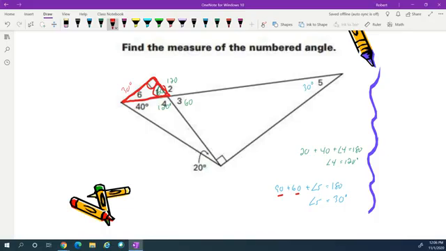Or we can do the exact same work. 90 plus 60 plus angle 6 equals 180. And we get the same exact 30 degrees. So which rule we use, when and how we use it, some of them are just shortcuts.